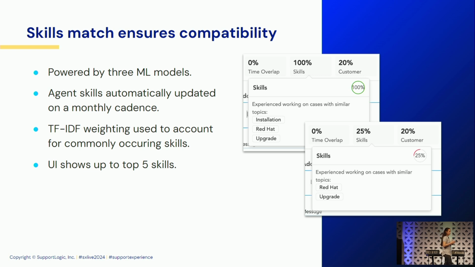Since skills are constantly updated, we cannot just do it once. So we're doing it on a monthly cadence, and we're constantly recalculating those skills.